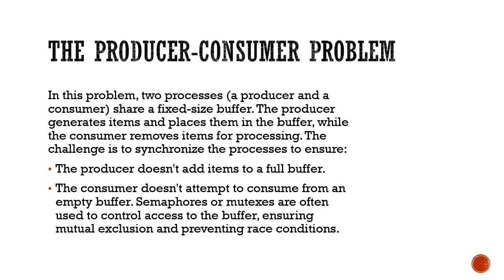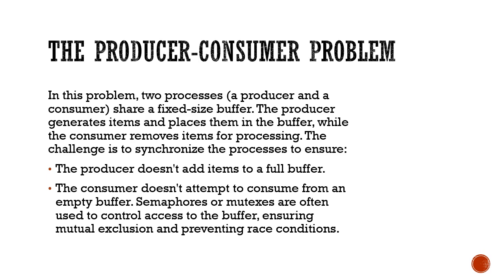The producer-consumer problem is a classic synchronization issue in operating systems, where two types of processes, producers and consumers, share a common buffer. The producer generates data and places it in the buffer, while the consumer retrieves and processes this data. The challenge is ensuring proper synchronization to avoid data inconsistencies. Key problems include buffer overflow. The producer must not add data when the buffer is full. Buffer underflow. The consumer must not attempt to consume data from an empty buffer.